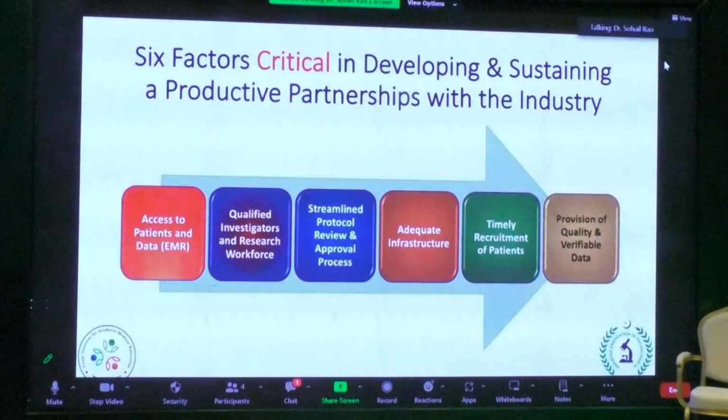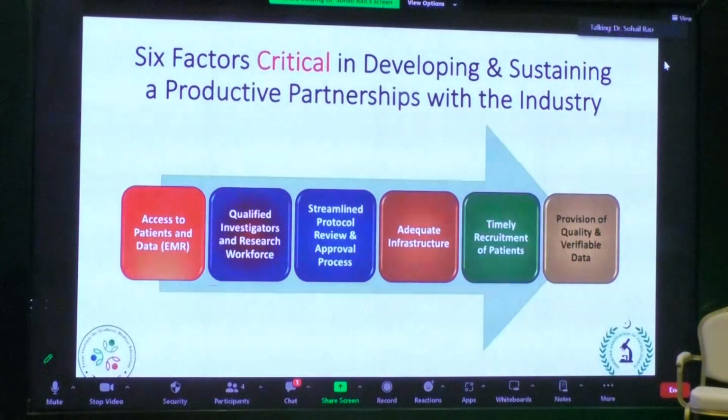But last and not the least, the quality of the data being provided has to be outstanding. Remember why the industry is funding this. Billions of dollars are in the pipeline for each molecule or device that they have, and they want FDA approval for that particular device or molecule, and they have to have verifiable data. So these are the 6 critical factors.